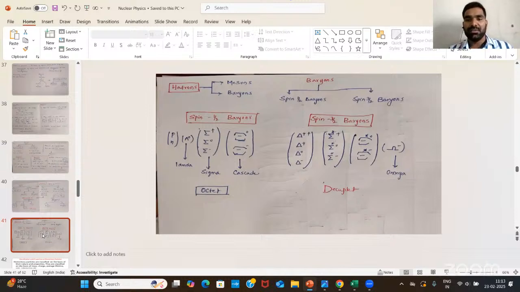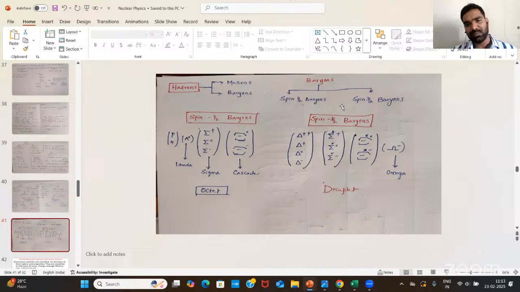Here, the baryons. As I just said, elementary particles are divided as leptons and hadrons. Hadrons are nothing but a group of quarks. Hadrons are subdivided again as mesons and baryons. These mesons have the pi group, K group, and eta group. If you go for the baryons, these are again subdivided into spin half and spin 3 by 2, right? So these baryons are subdivided into spin half baryons and spin 3 by 2 baryons.